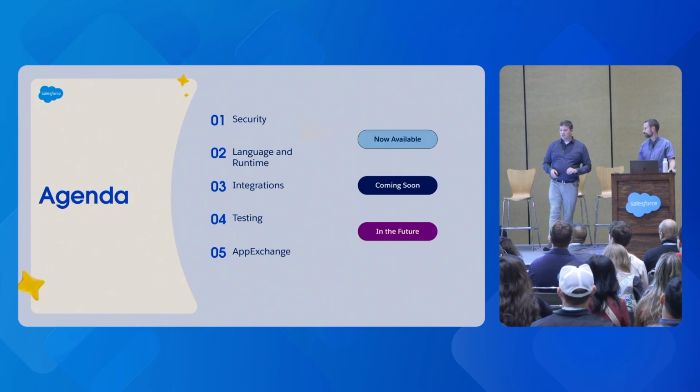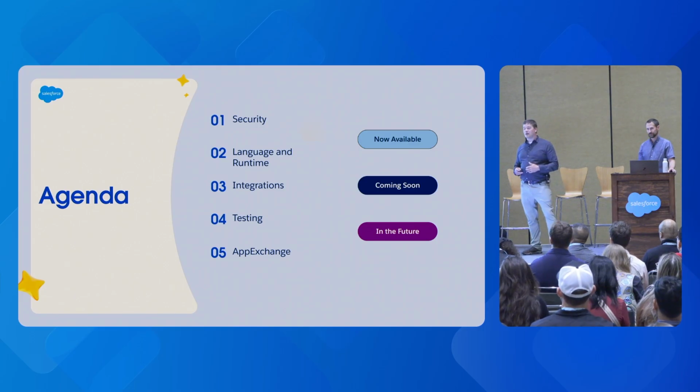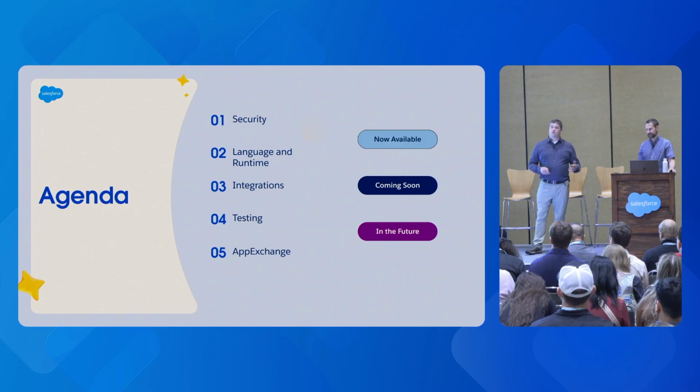Okay. Today we're going to run you through 5 key areas. First, we'll go through some important changes that are coming to the security model in Apex that you'll need to know about as you're creating new classes. Marcus will run us through some new language runtime features that will enhance and improve the code you're creating.